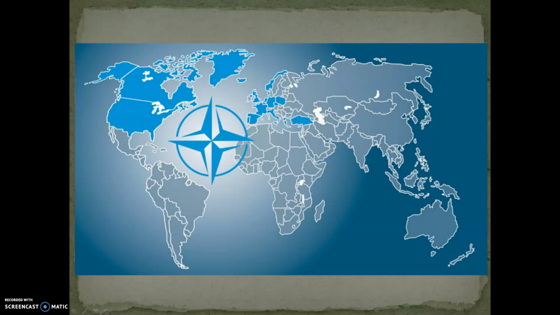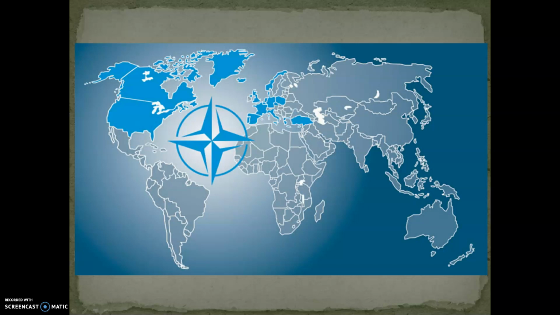This map also shows the current countries in NATO, the North Atlantic Treaty Organization, which was founded by the United States, Canada, and several Western European countries as a military alliance to counter Soviet expansion. And this is one built on the idea of collective security. An attack on one is an attack on all.